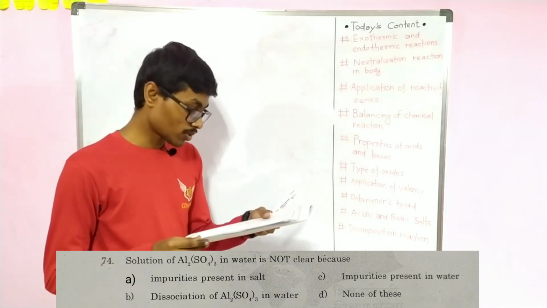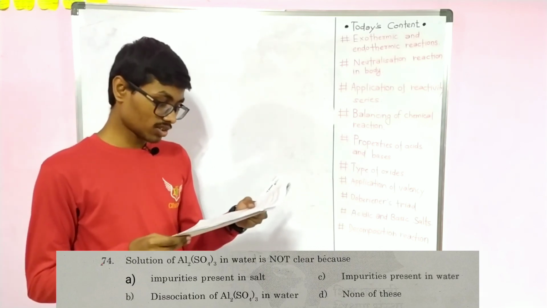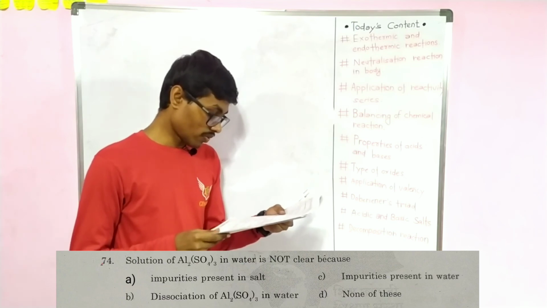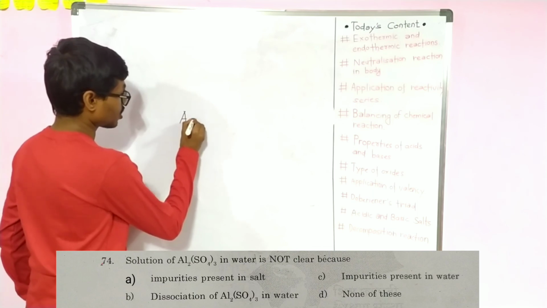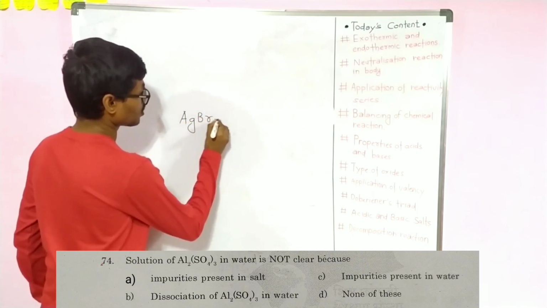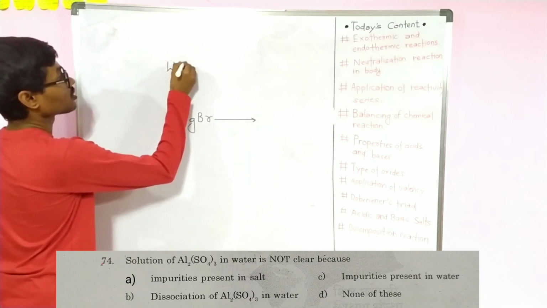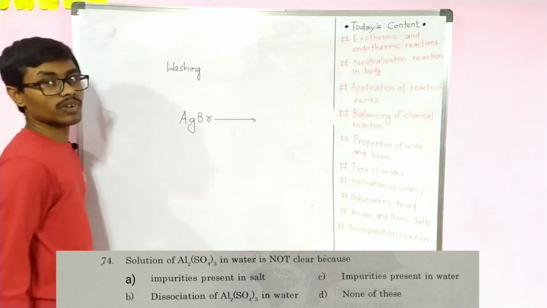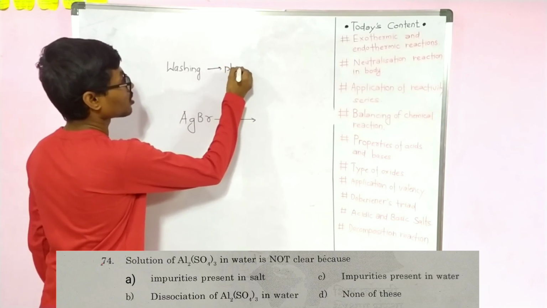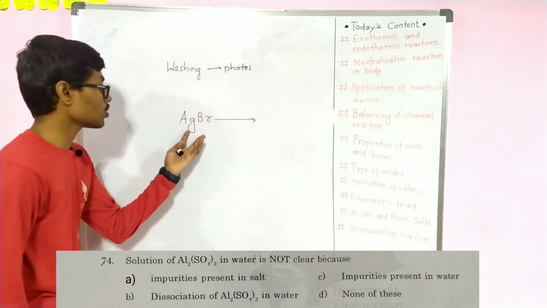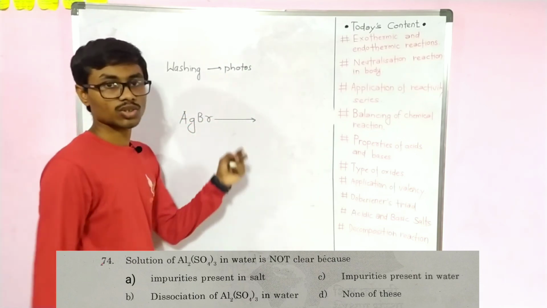Now the last question of today's session says that pale yellow silver bromide turns grey due to what. Silver bromide, AgBr: in earlier days, when there used to be washing of photos, they used AgBr, and they used to wash photos in sunlight. It is called a sun bath.